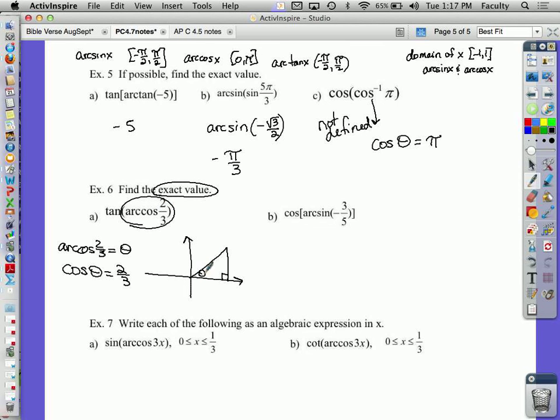So we're going to draw a triangle here in the first quadrant. SOHCAHTOA, cosine is adjacent over hypotenuse. So there's my 2 and my 3. We're going to use Pythagorean Theorem to figure out the missing side. What would it be?